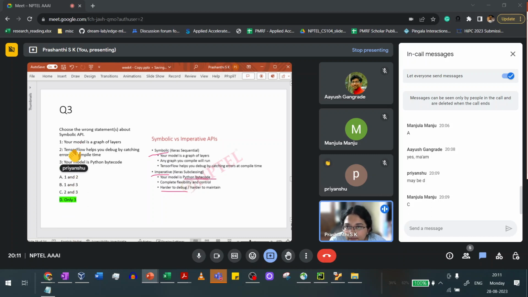Symbolic API model is a graph of layers. That is correct. TensorFlow helps you debug by catching errors at compile time, which is also correct. Model is Python bytecode. No, model is not Python bytecode. That is in imperative API. So 3 is wrong. So D is the correct option. Is that clear?